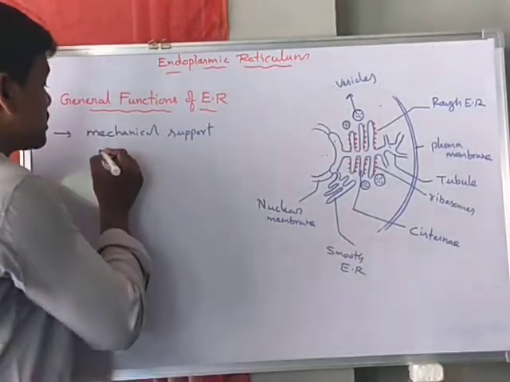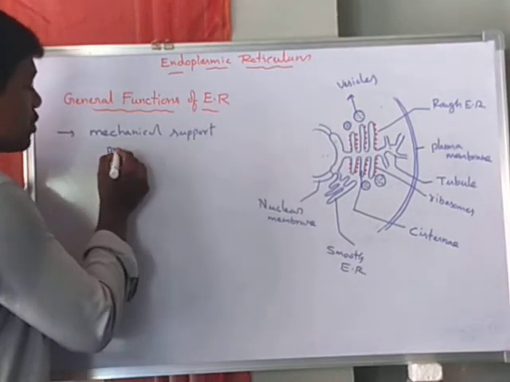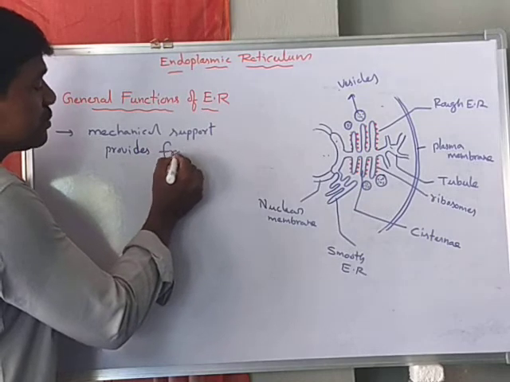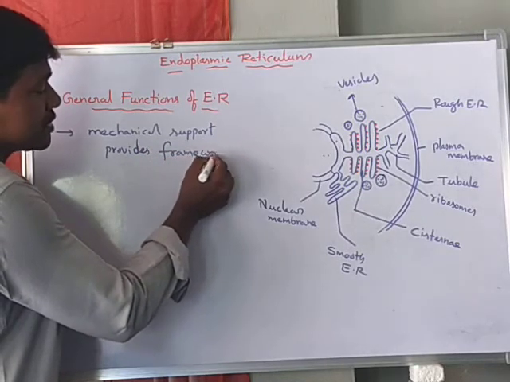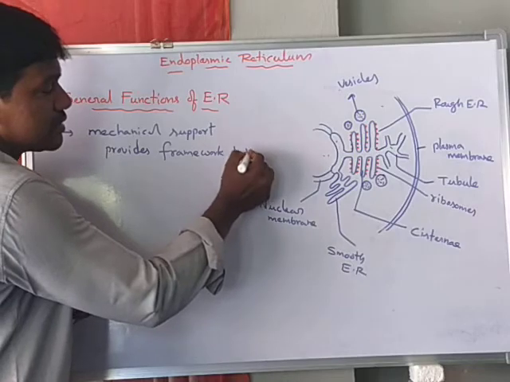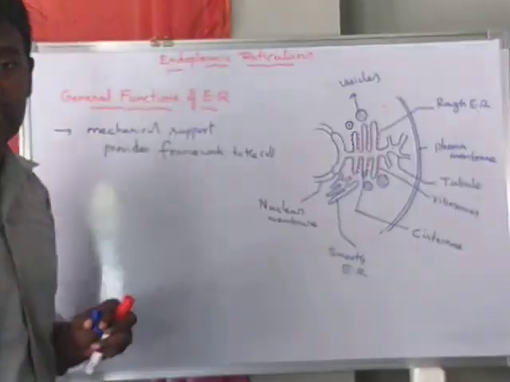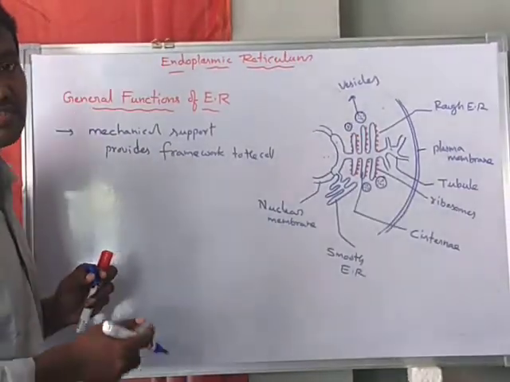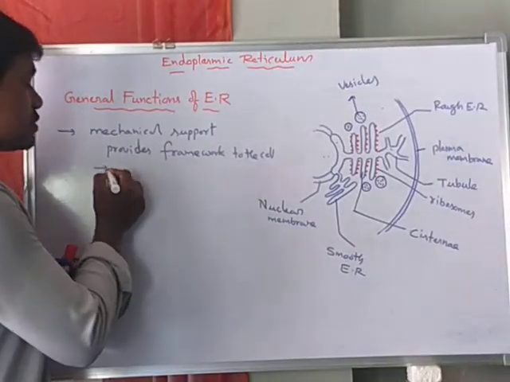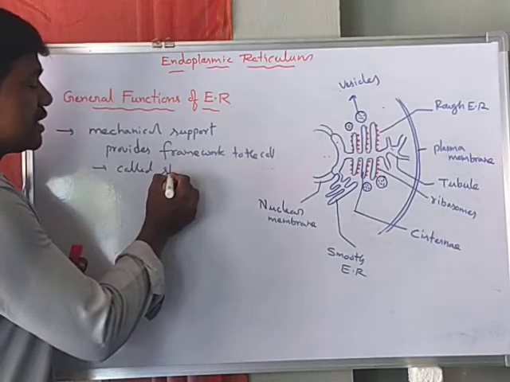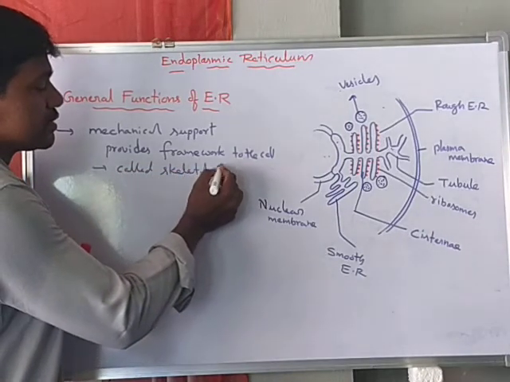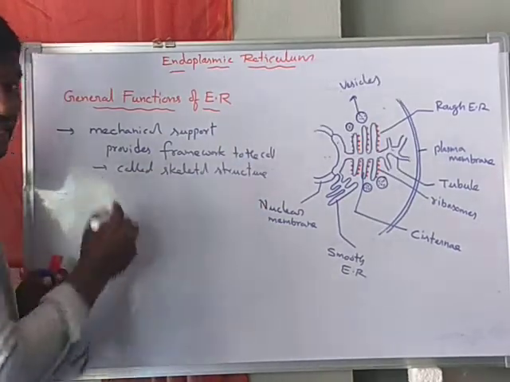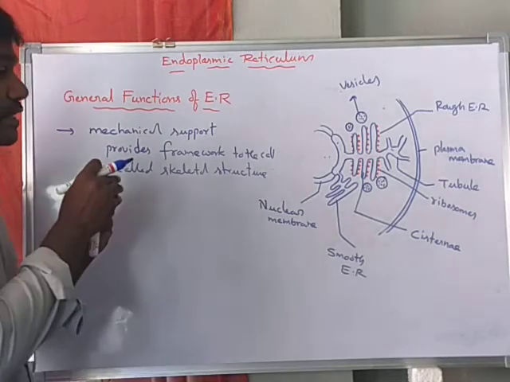It provides a framework to the cell. That's why the endoplasmic reticulum is called a skeletal structure. Then the second one is that it transports.